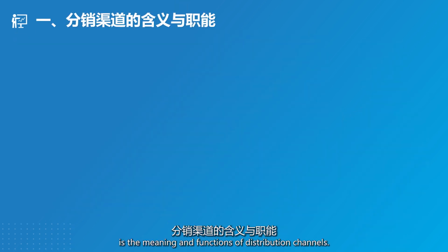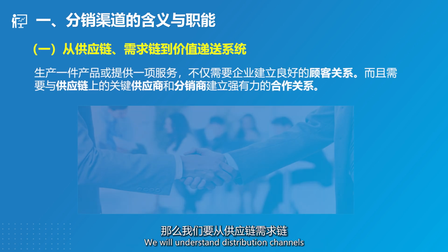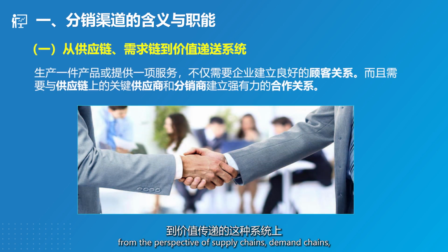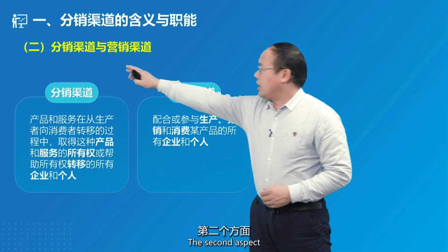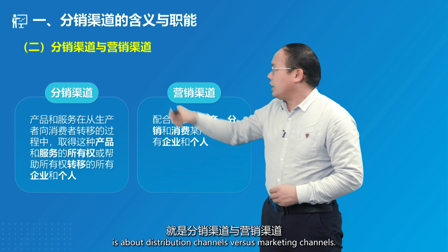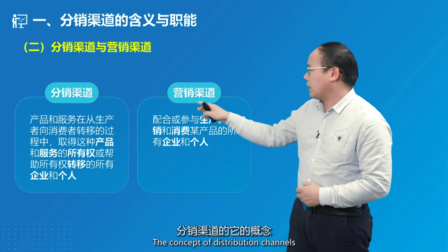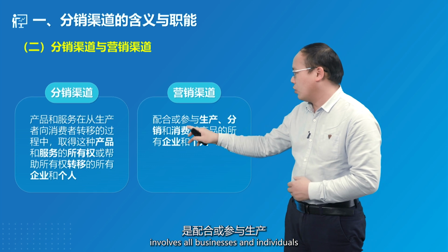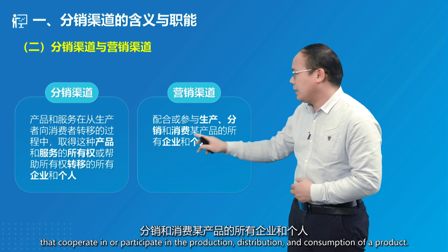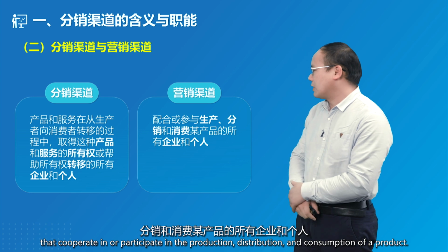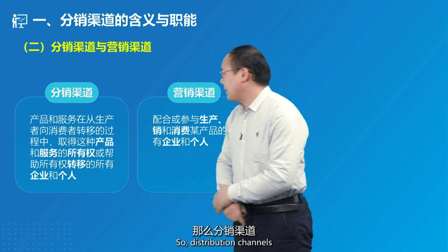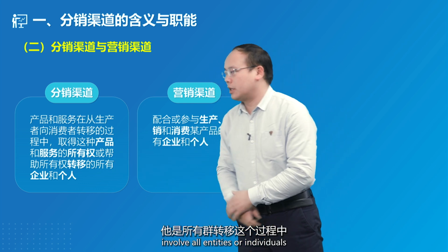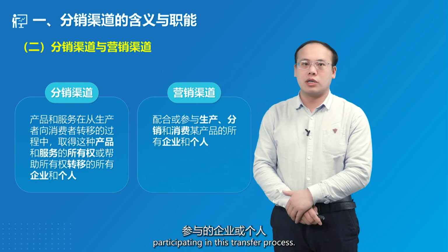The first aspect is the meaning and functions of distribution channels. We will understand distribution channels from the perspective of supply chains, demand chains, and value delivery systems. The second aspect is about distribution channels versus marketing channels. The concept of distribution channels involves all businesses and individuals that cooperate in or participate in the production, distribution, and consumption of a product. So, distribution channels involve all entities or individuals participating in this transfer process.